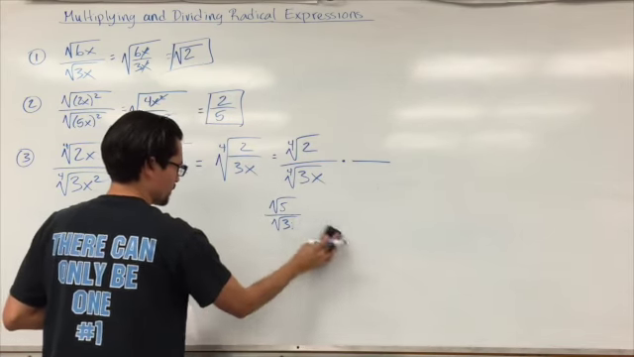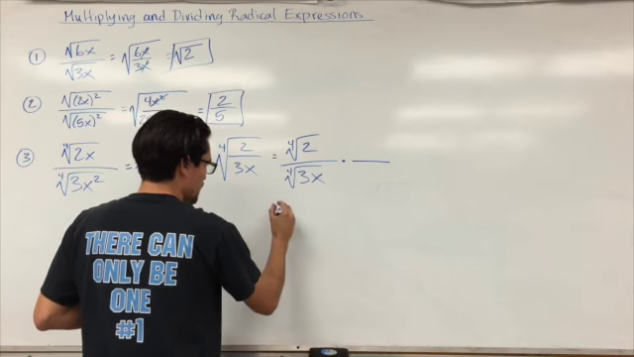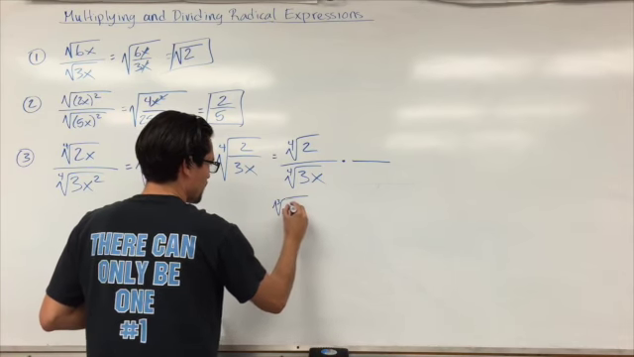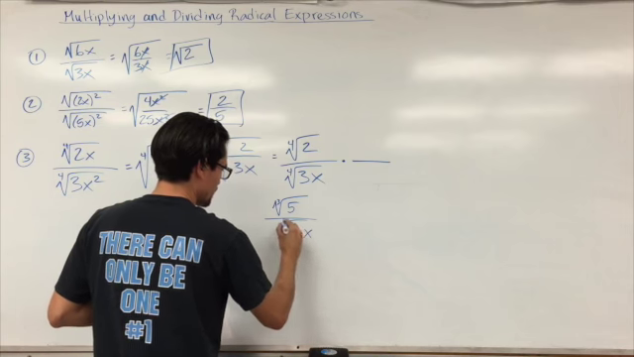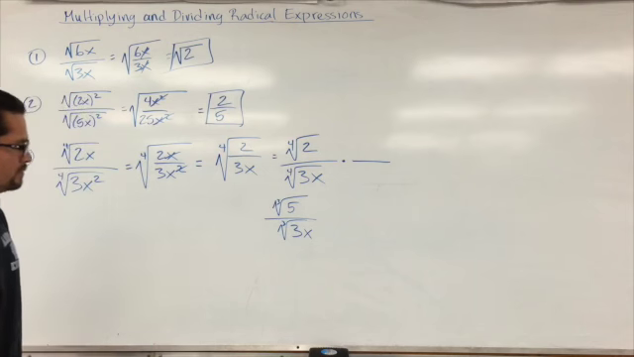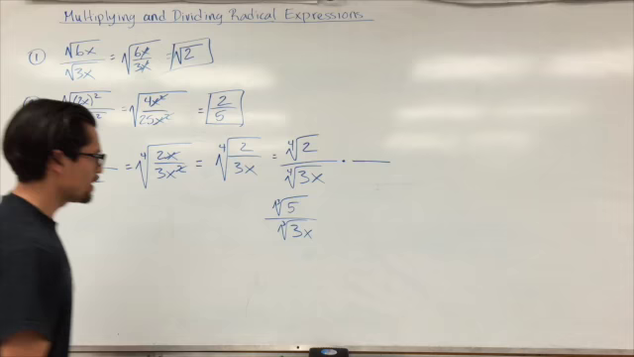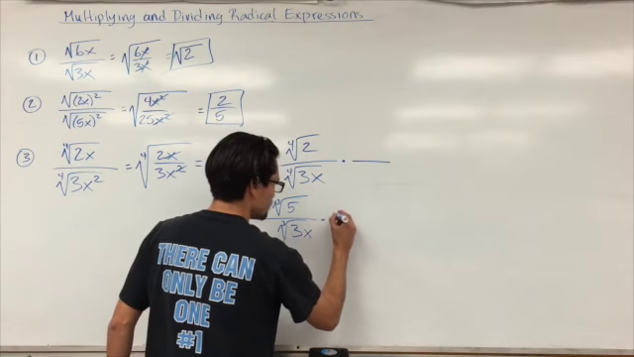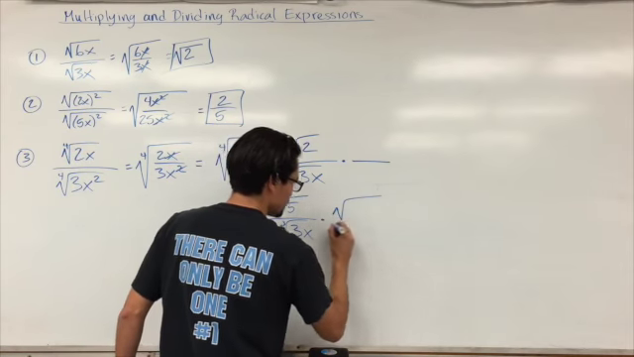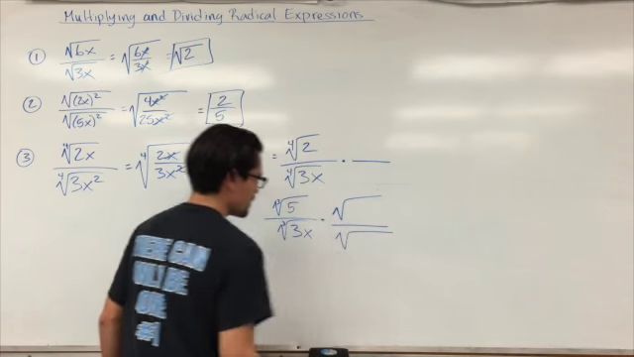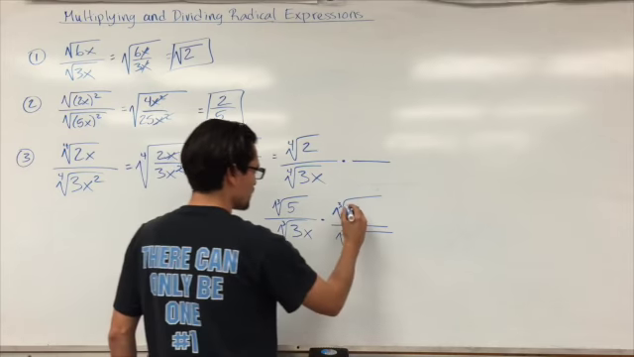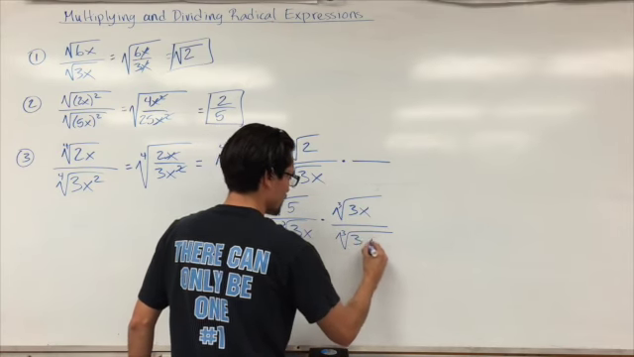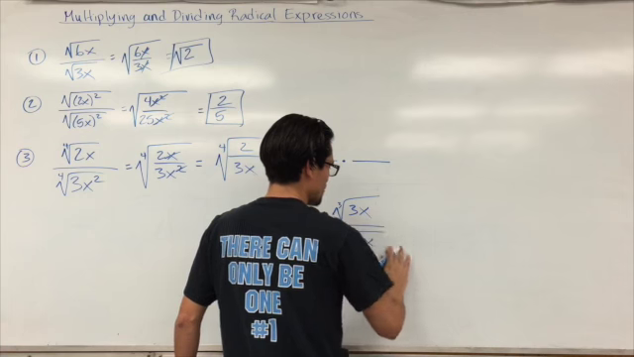All right, what if it wasn't radical 5 over radical 3x? What if it was the cube root of 5 over the cube root of 3x? Like that. Then what I would do is multiply by another cube root. Okay. And see what happens. I'm going to try to multiply by the cube root of 3x. If I follow the same pattern, that's what I would do, right?